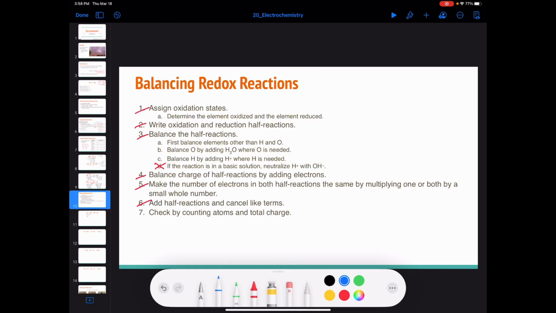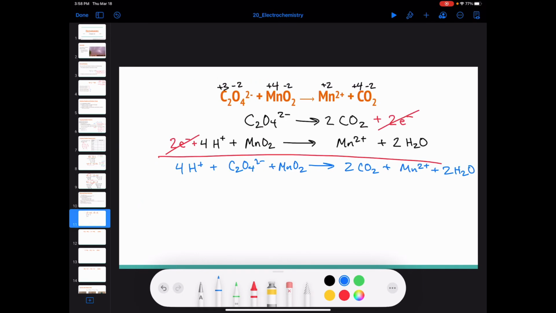And then in step 7, we would just go through and double check everything. So 4 hydrogens, 2 times 2 is 4 hydrogens. We've got 2 carbons, 2 times 1 is 2 carbons. We've got 1 manganese, 1 manganese. We've got 4 plus 2 more is 6 oxygen. So we've got 2 times 2 is 4, plus another 2 times 1 is 2, so that's 6 oxygens there.